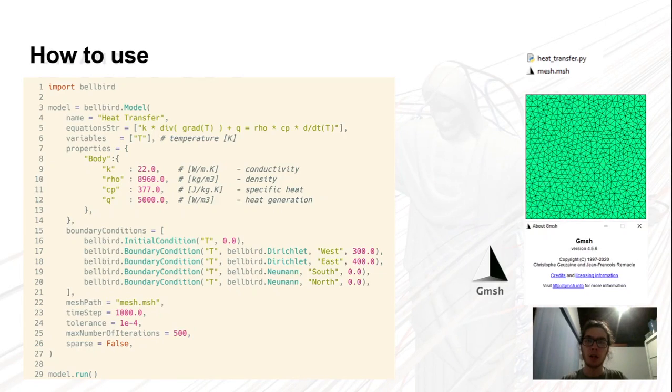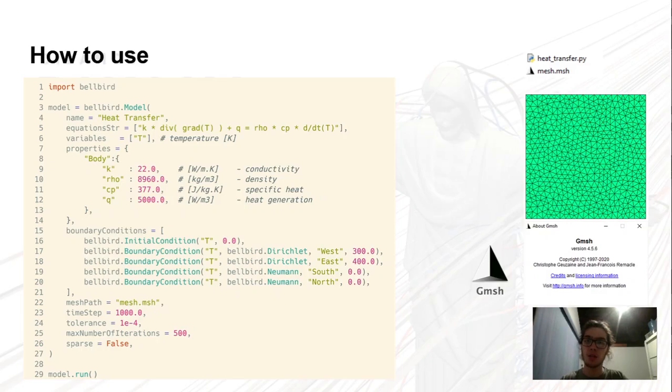Here we can see a practical application of the library using the example of the heat equation. As you can see, the code is very straightforward. We provide the differential equation or differential equations in this list, and the list of unknowns, and all of the properties. Then the user informs the boundary conditions, where the name of the boundary is created in the mesh, which is generated using the open source software Gmsh.